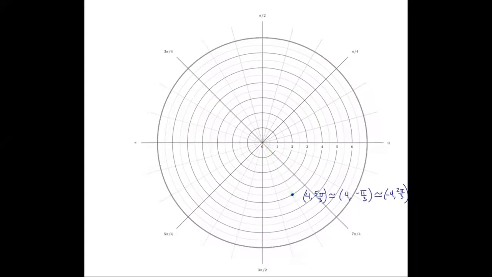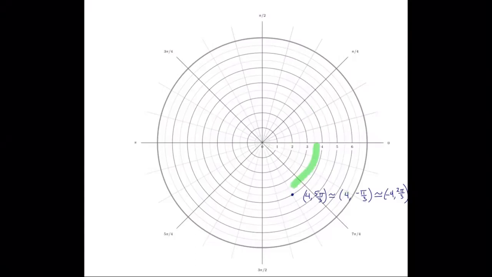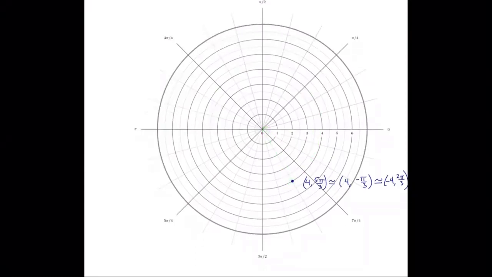Well, -pi over 3 is this angle, down from the polar axis, or what used to be the positive x-axis. And +4 is the distance out, so we move down this way and then out 4, and of course we're right here at this 4, -pi over 3 point. Next up, we've got -4, 2 pi over 3.